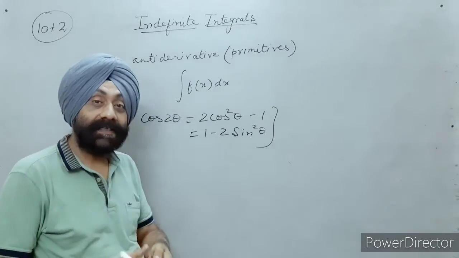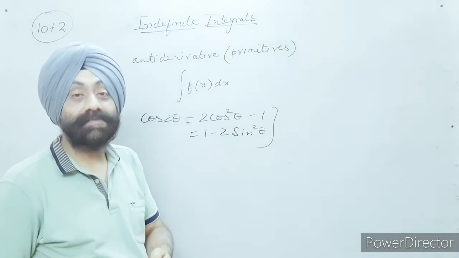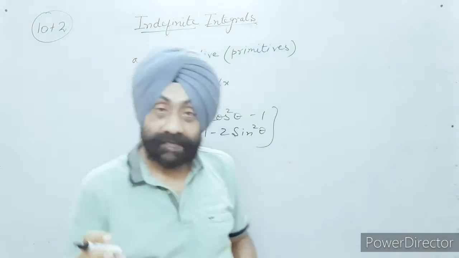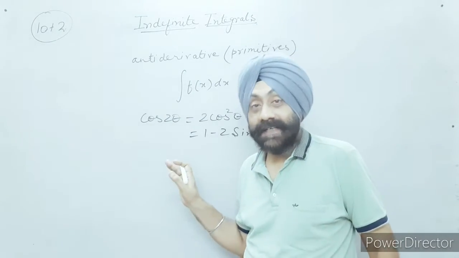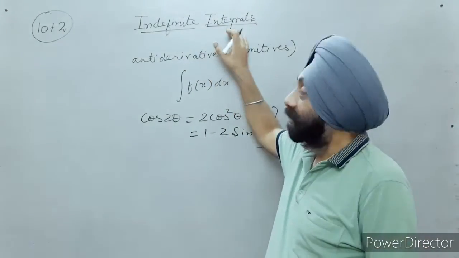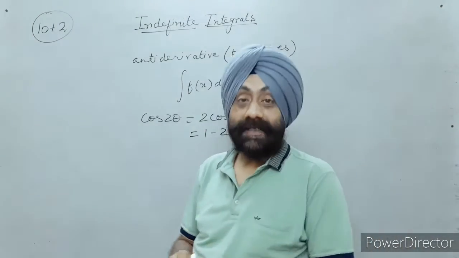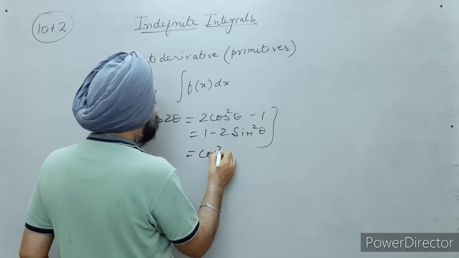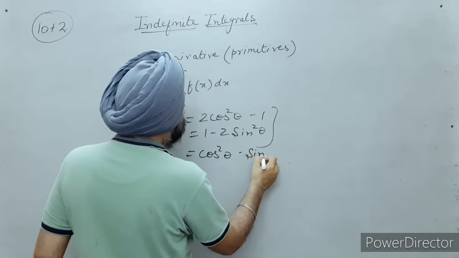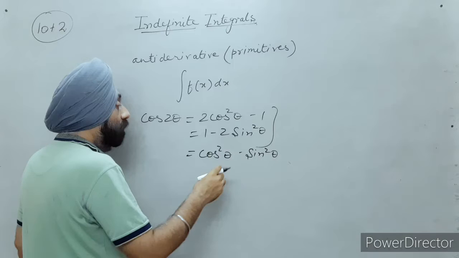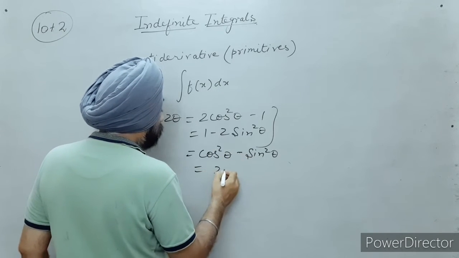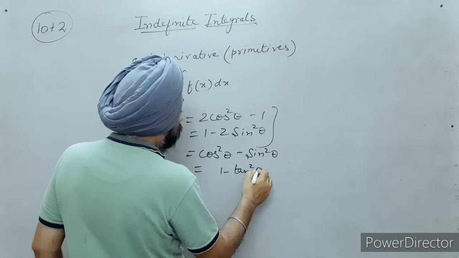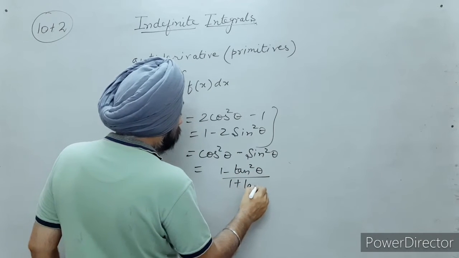So that's why I keep on repeating: please do remember these identities throughout. Even in differentiation these were applied, and even now in indefinite integrals, we will use these identities. Moreover, cos 2 theta is also equal to cos square theta minus sin square theta. This can also be used wherever we require it. It is also equal to (1 minus tan square theta) upon (1 plus tan square theta).